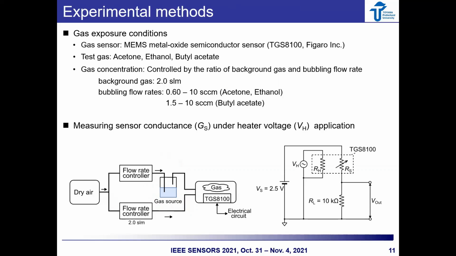The range of the flow rates for the bubbling was from 0.6 to 10 SCCM for acetone and ethanol. On the other hand, it was 1.5 to 10 SCCM for butyl acetate. As shown in the figure on the right, the heater voltage was applied to the gas exposed sensor. And the output voltage was obtained by dividing power supply voltage with fixed resistance and the sensor resistance. And then the sensor conductance was evaluated from these values.